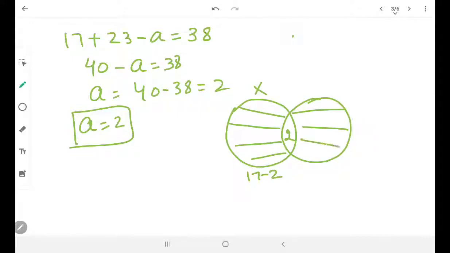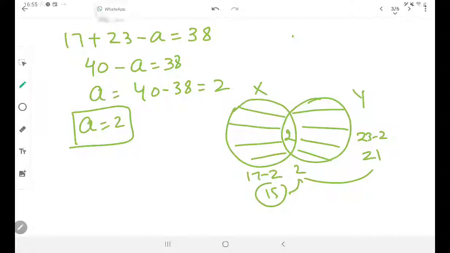How many elements of y only? That means it is 23 minus 2. So 21, 2 here and 15 here. And if you add them up, you will get the value like 38 or whatever it is. Okay.